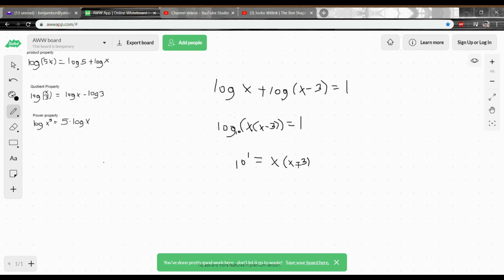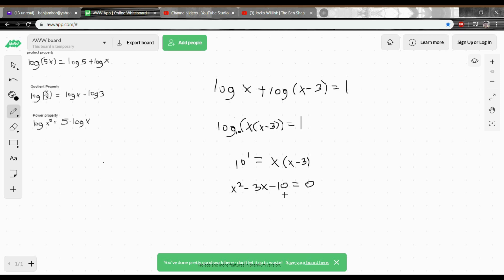Now we can solve for x, but when we do that, we're going to begin by distributing this x into this quantity right here and moving 10 to the other side. And doing that, we are going to get a polynomial of x squared minus 3x minus 10 equals 0. All we did there was distribute the x through, then subtract this 10 to the 1 power, which is simply 10. Now to solve for x, we just have to factor.